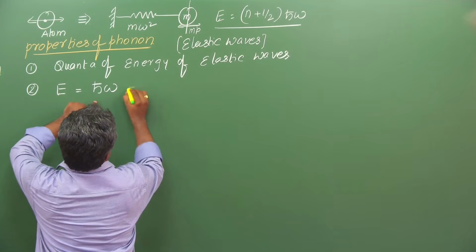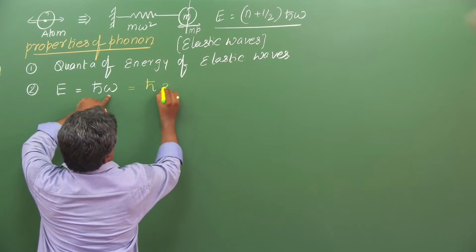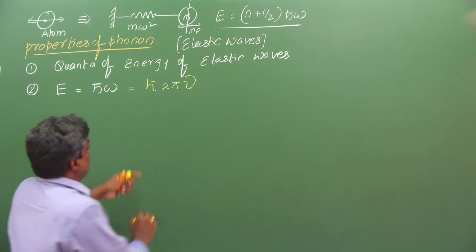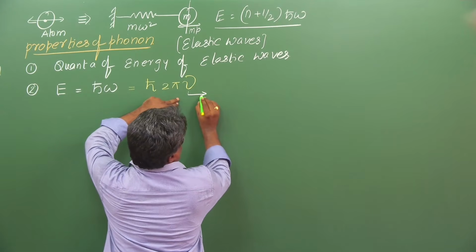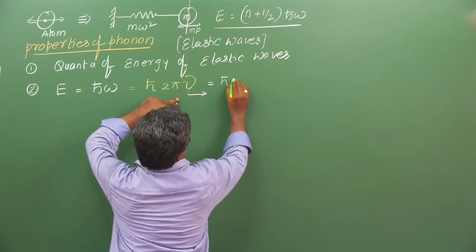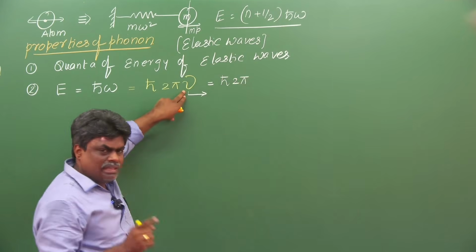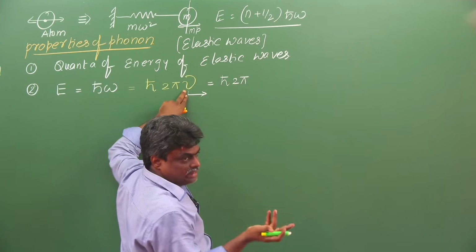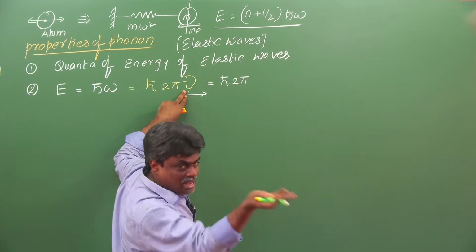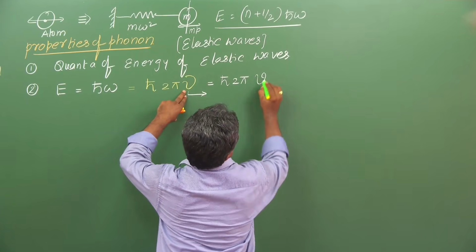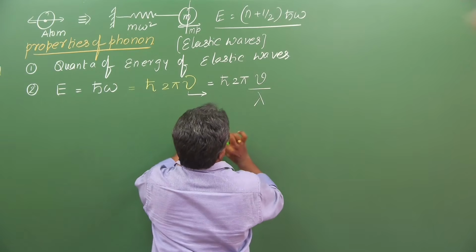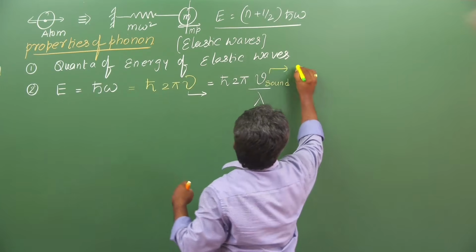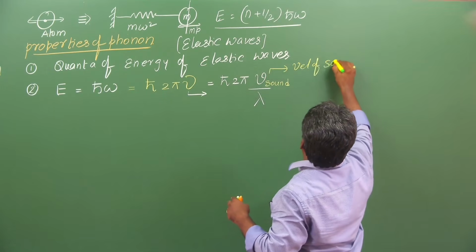I hope you know this is h cross. Omega can be written as 2 pi nu, where nu is the frequency. That's why h cross 2 pi. Frequency is nothing but velocity by lambda, whether light, sound, anything. So here it is velocity by lambda. Which velocity? Sound velocity, the velocity of sound.